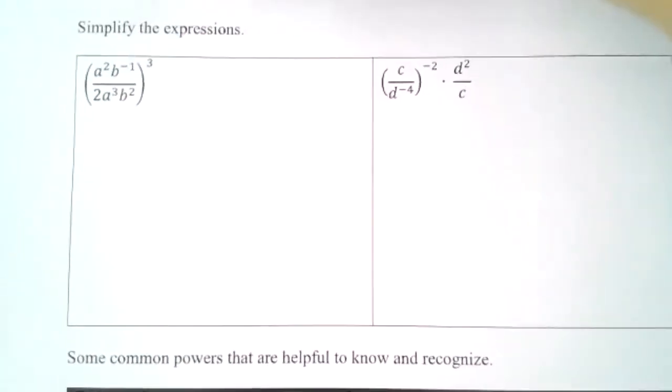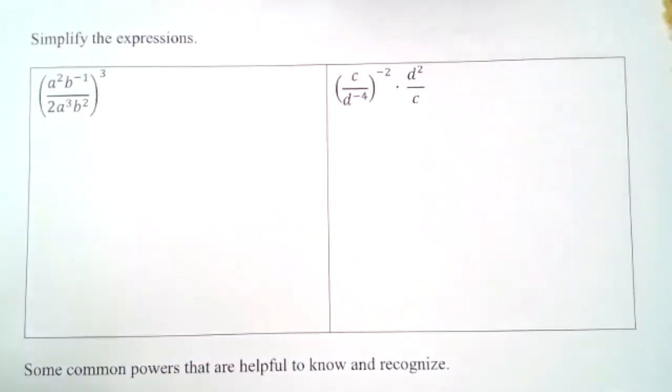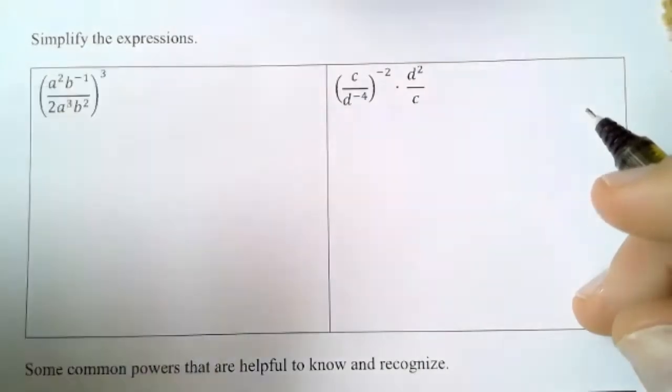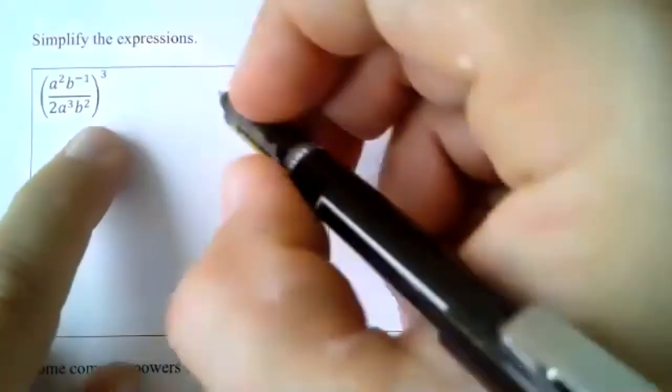Let's look at simplify the expressions. So basically got the same situation going on here. We have a power to a power. That means we're going to do reverse distributive property.